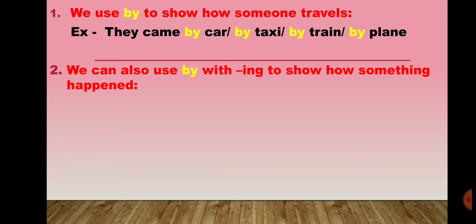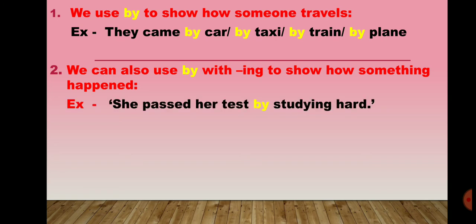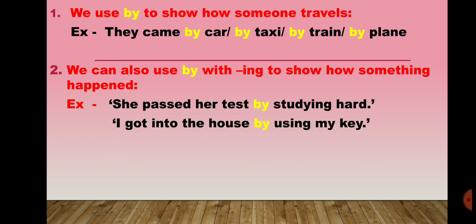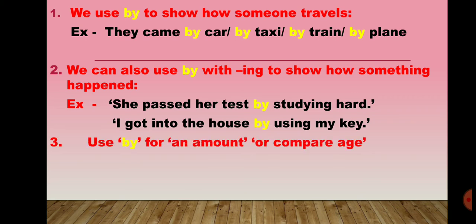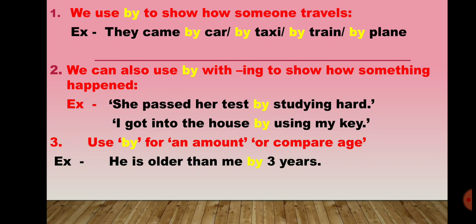We can also use by with ing to show how something happened. Example, she passed her test by studying hard. I got into the house by using my key. We use by for an amount or to compare age. Example, he is older than me by 3 years. We sell tomatoes by the kilo.